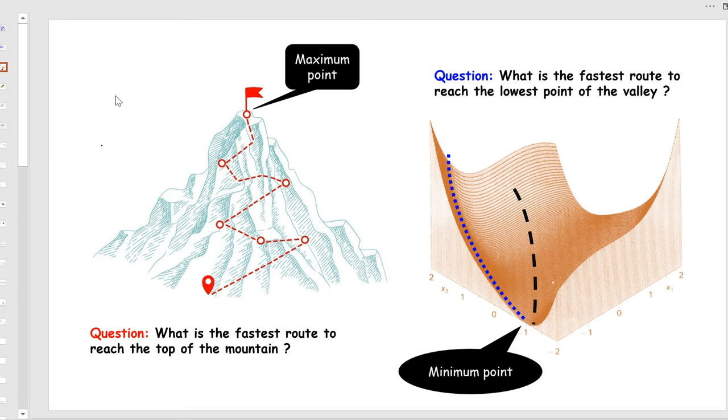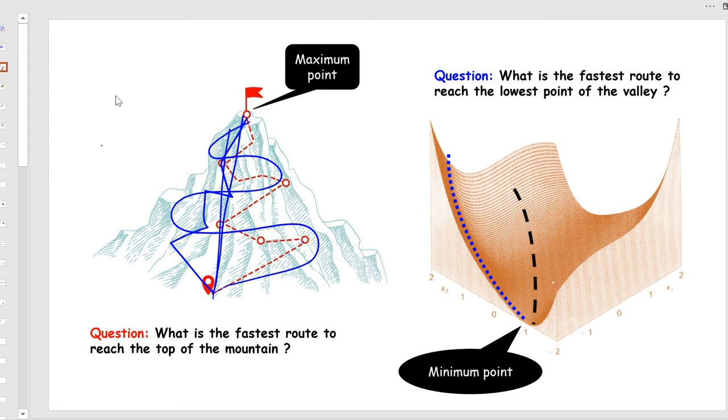Here, for example, the height. Suppose you want to do trekking, climb the mountain, and you want to go to the top. Which direction would be the shortest path or the fastest route? In fact, if you have visited any mountain or hill area, you have seen that the roads are not straight lines. They will be like this kind of roads.